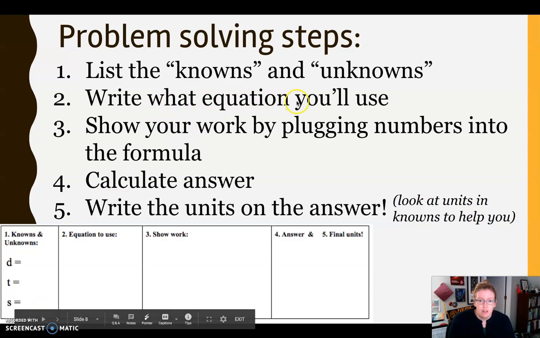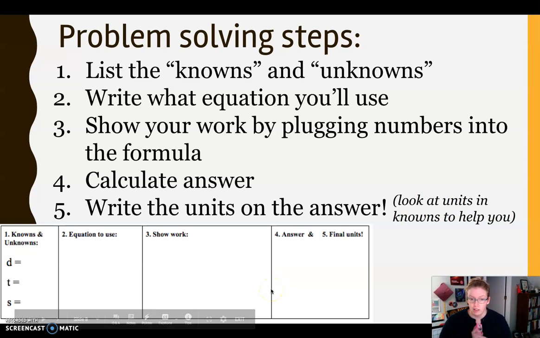Then I'm going to write the equation that I'm going to use. That's going to go in this box. I'm going to show my work by plugging in the numbers into the formula. That's showing my work, box number 3. I'm going to calculate my answer. I might use a calculator. You can use your iPad calculator.